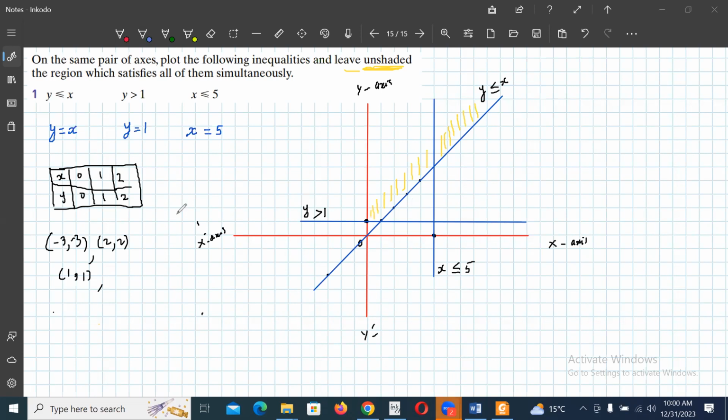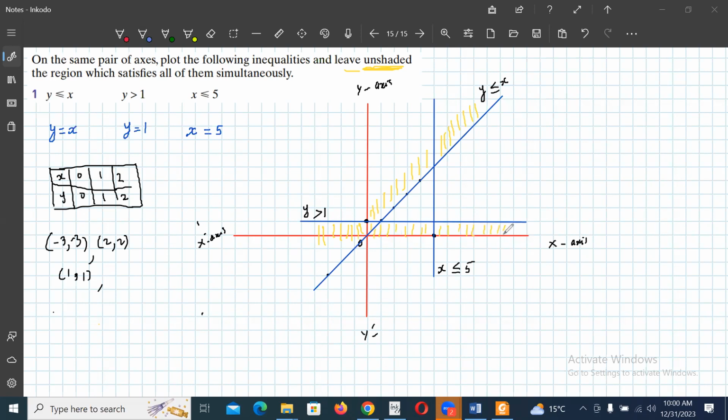And then the next one is y greater than 1. That means we can show the shaded region upward, but they want us to leave it unshaded. So I would say that the unshaded part is done like that. This is the unshaded part of this inequality.